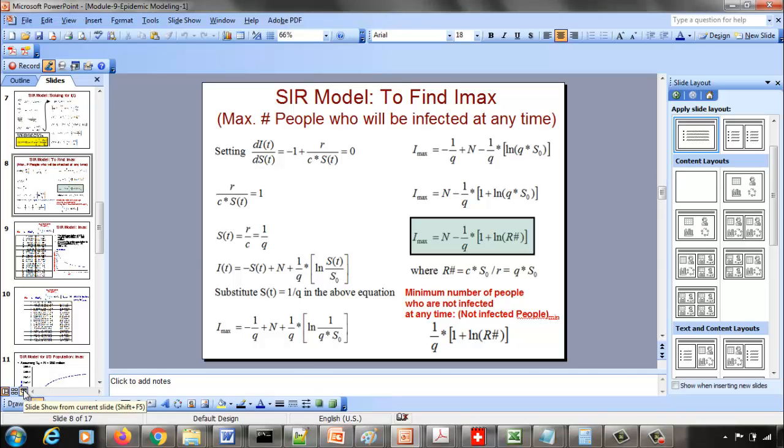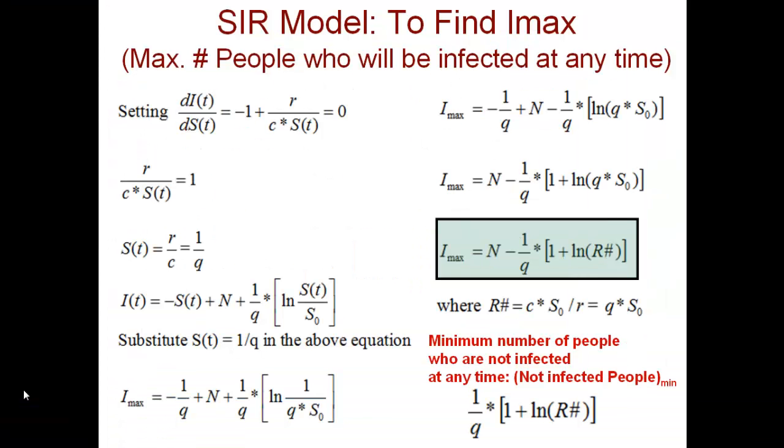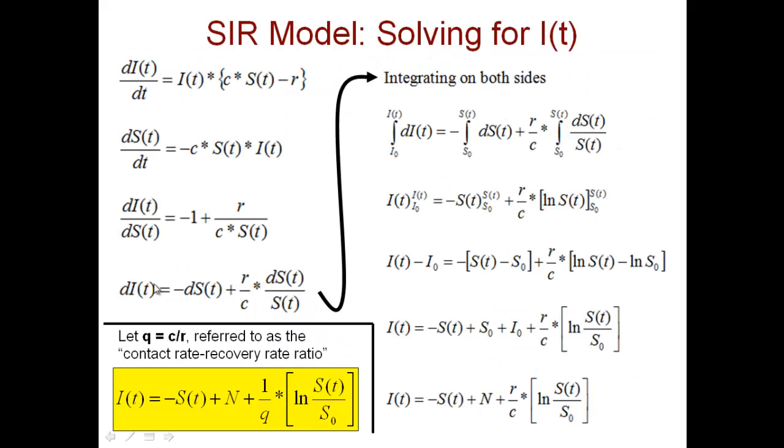Okay, so now what you're going to do is find an expression for the maximum number of people who will be infected at any time. Alright, so this is what we have for dI(t)/dS(t) is minus 1 plus R over C times S(t).